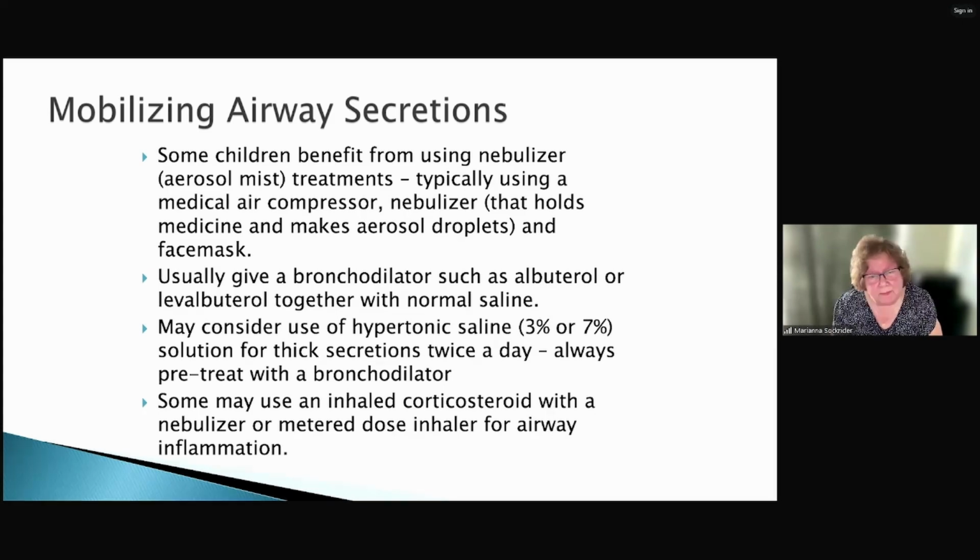And you might use medicines like a bronchodilator, like albuterol, or you may use salmeterol, or use medications if they're having extra thick secretions, like with infection, use hypertonic saline, either 3 or 7%. And usually we'll pre-treat before hypertonic saline with a bronchodilator. You can't mix albuterol with hypertonic saline. There are some children that might use an inhaled steroid for airway inflammation, but that's not needed for everyone.